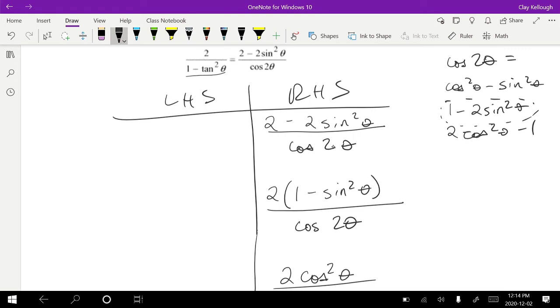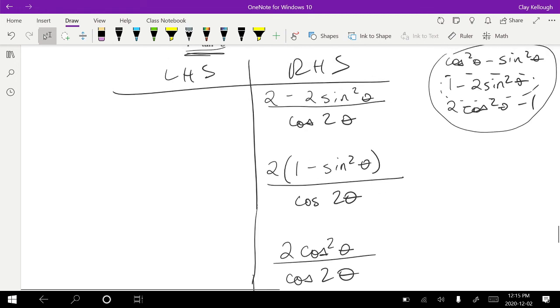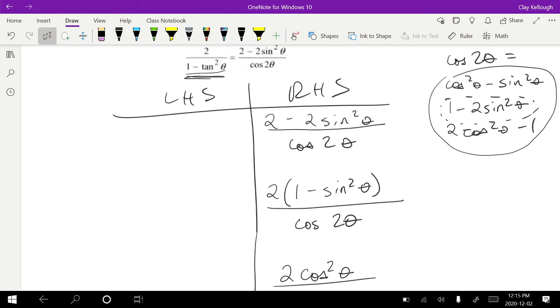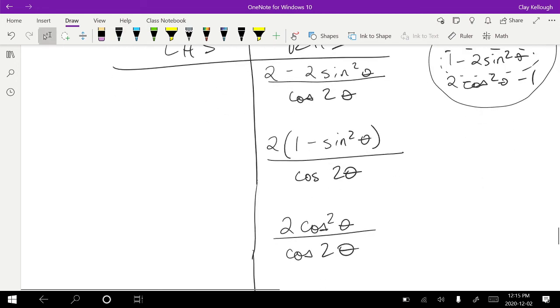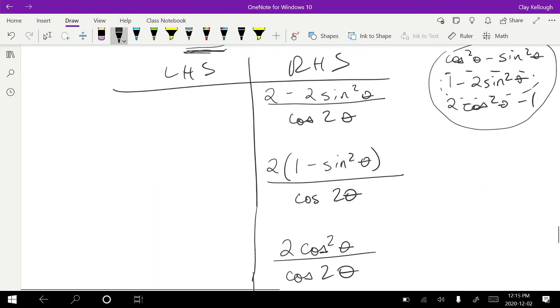Which one of these will get me to here by plugging it in? Which one are you thinking? Oh, but I don't want to change the left side. I want to get to the left side. Okay, what do I got? I got the 2 that I want. Yay. I'm going to have to cancel this cos squared theta. How do I do that? What's going to cancel a cos 2 theta, or a cos squared theta?